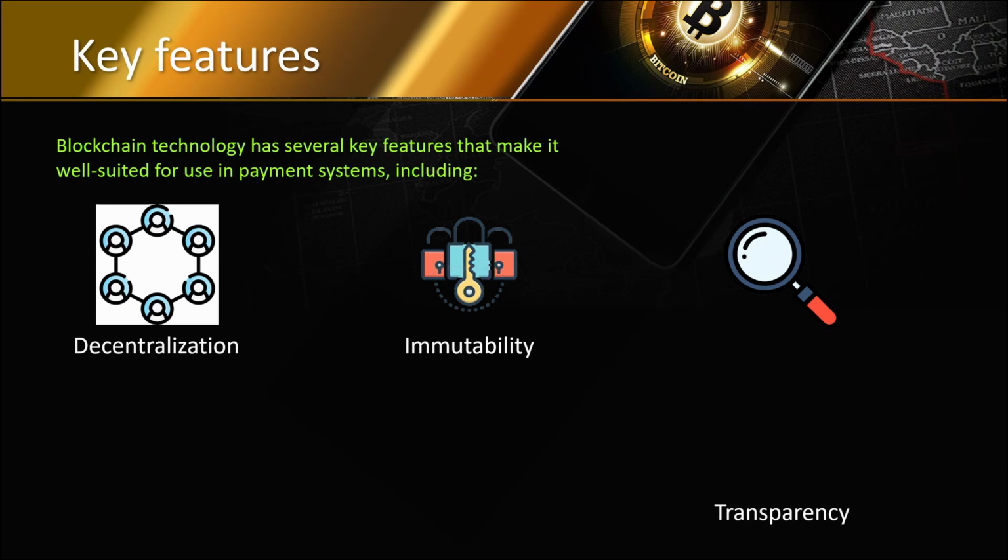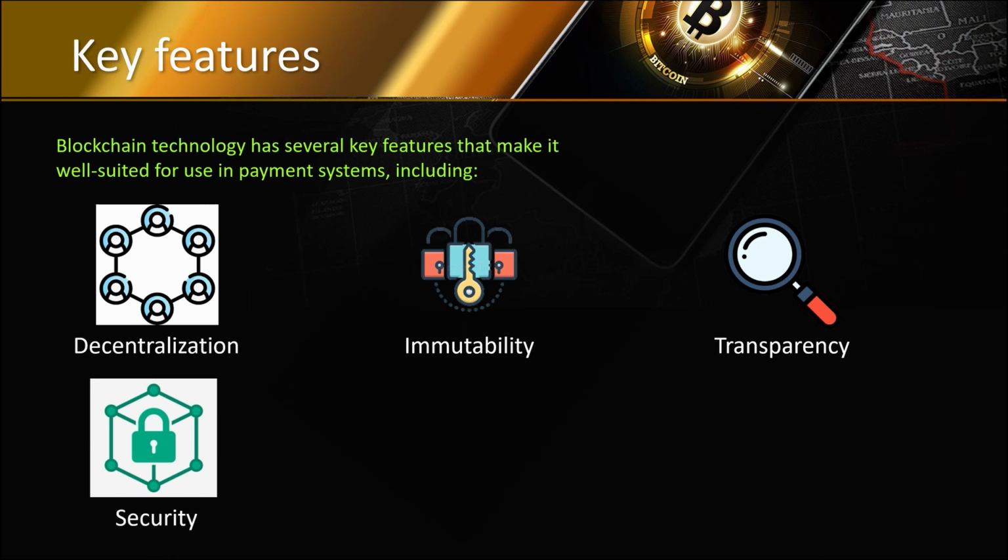Another one is transparency. Blockchain technology provides a transparent and auditable record of all transactions, which can be accessed by anyone with permission. This promotes trust and transparency in the payment system. Next is security. Blockchain technology uses advanced cryptographic techniques to ensure that transactions are secure and protected from hacking and fraud. Another one is smart contracts.